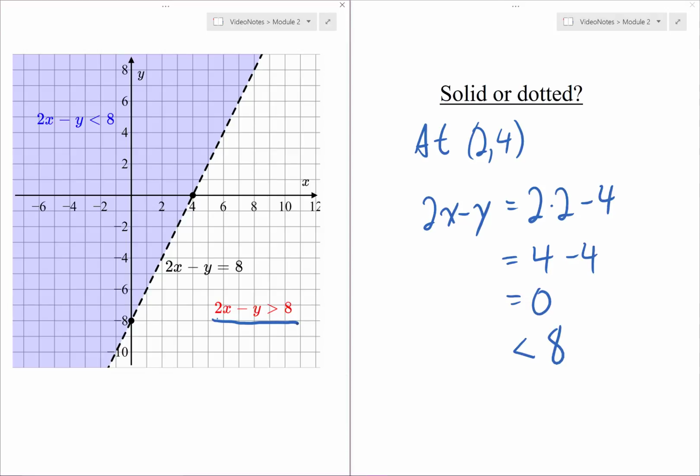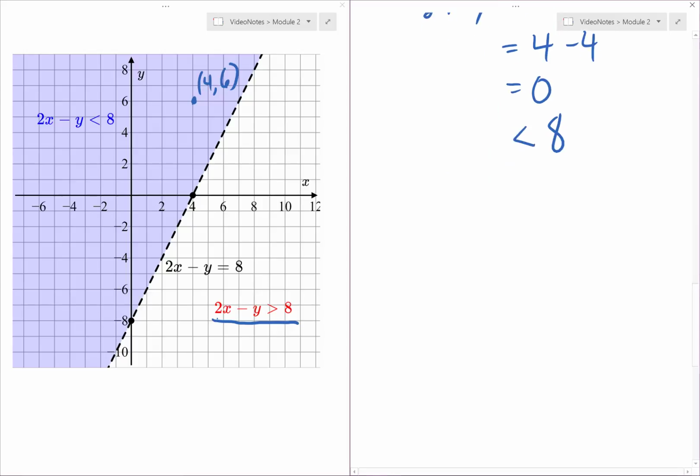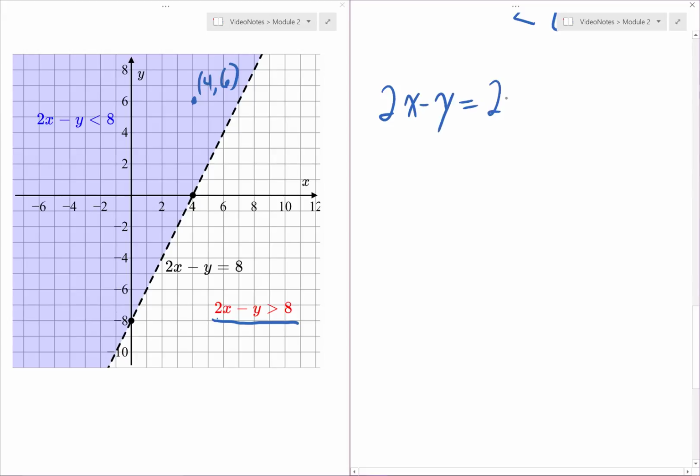Now we can pick a couple points to see if this works. If we look at the point (4, 6), we see that it's in the shaded region. And at this point, 2x minus y will be equal to 2 times 4 minus 6, which is equal to 8 minus 6, which is equal to 2, and this is clearly less than 8.